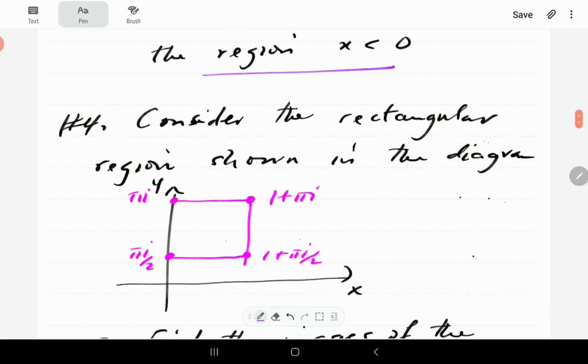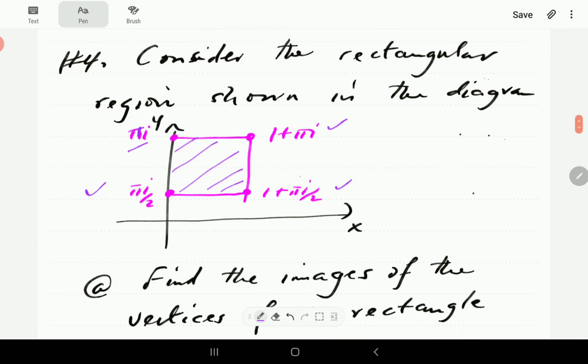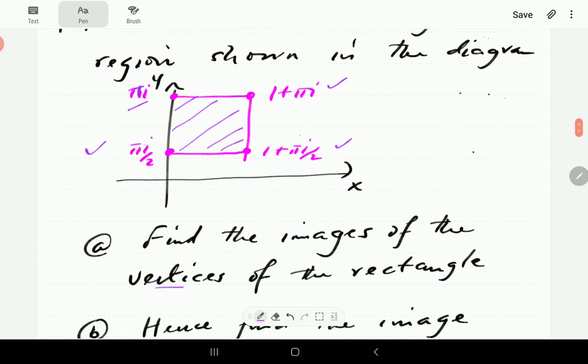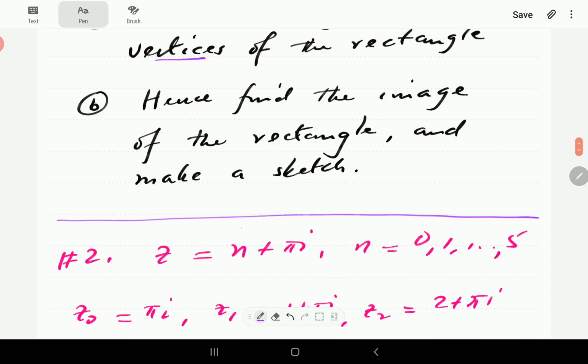Then in number 4, you're given this rectangle here, with 4 vertices. The vertices are given 1, 2, 3, and 4. This is πi. Find the images of the vertices first. Then after that, find the image of the shaded rectangle and make a sketch. So I'd like you to have a go at that. That would be great.